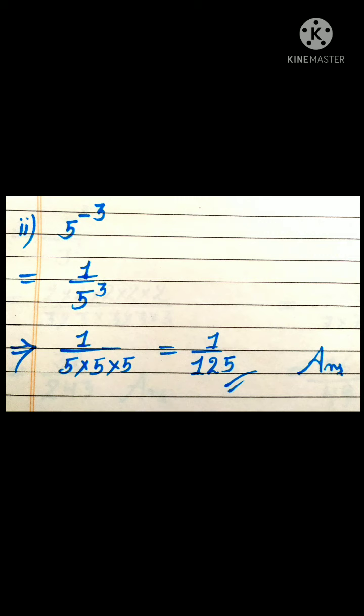Now the next example is 5 to the power minus 3. Now as you are seeing here, there is no value in the denominator. As we know, if a number does not have one, we can place 1 in the denominator of any number. Now when we take the reciprocal of this 5, it will be 1 upon 5. As the power is 3, it will be 1 upon 5 to the power 3. When you expand this, it will be 1 upon 5 into 5 into 5. When you multiply, you will get the answer 1 upon 125.